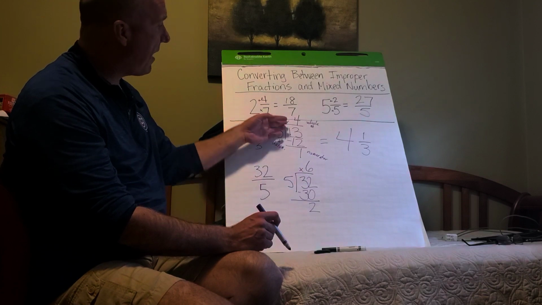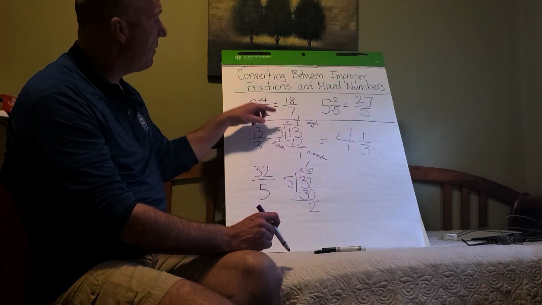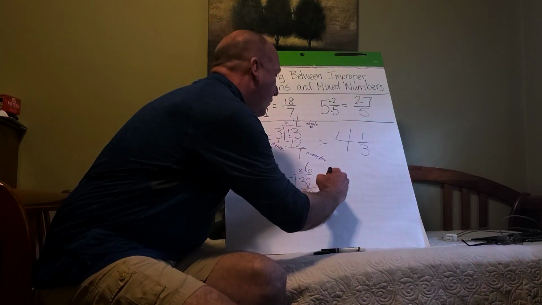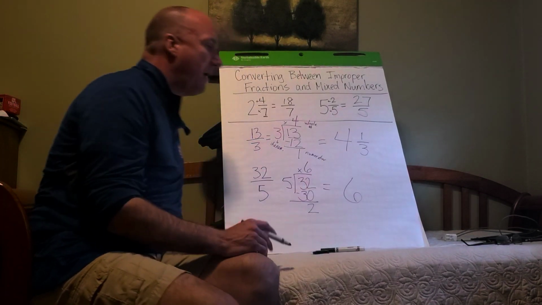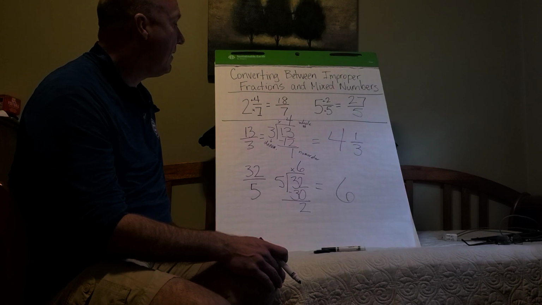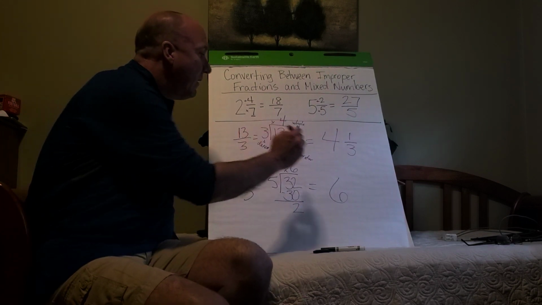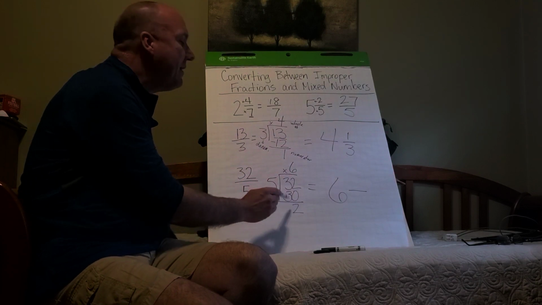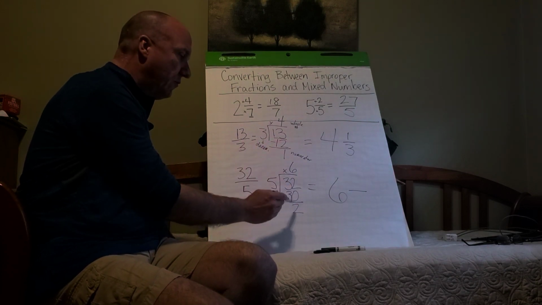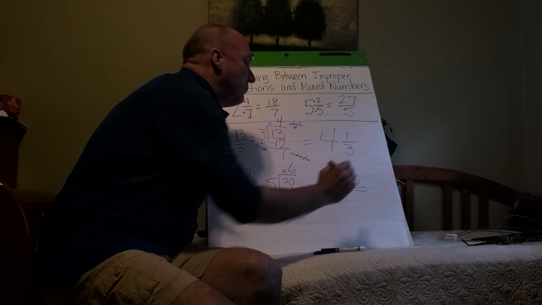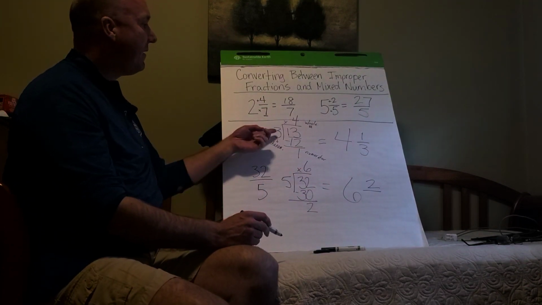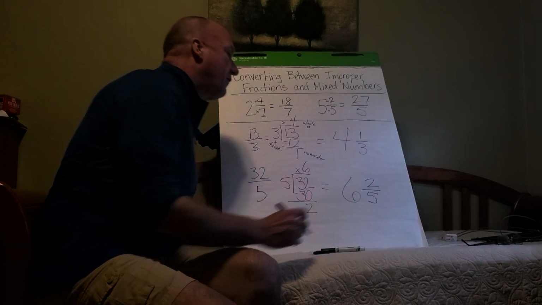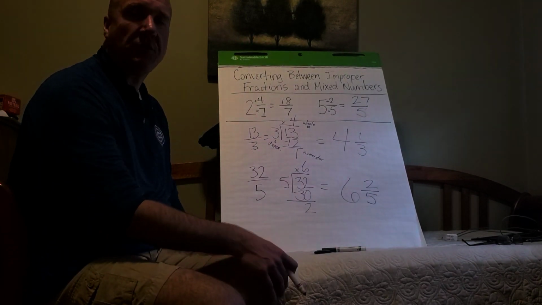So let's take a look at the problem above as a quick review. My whole number comes from the quotient right here. So therefore, 6 is my whole number. Okay? Now, where does my numerator for the fraction come from? The remainder here, the remainder is the numerator. That equals 2 right here. And my denominator is the divisor. In this case, it is 5. Therefore, I get 6 2/5.